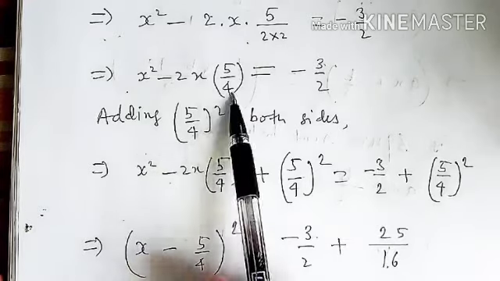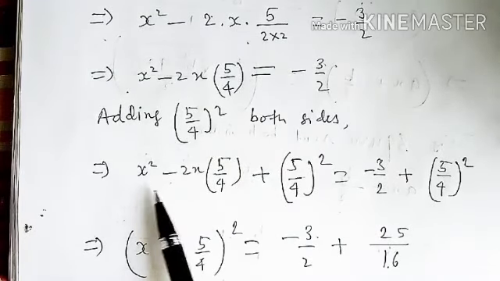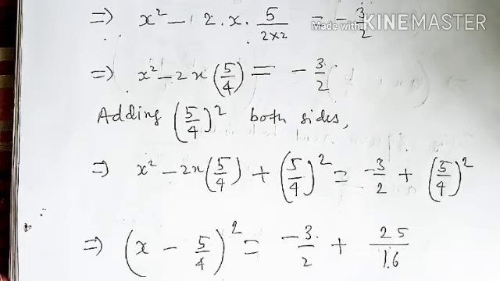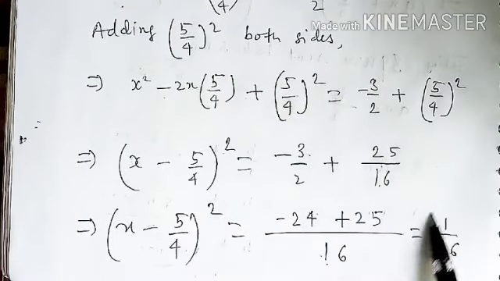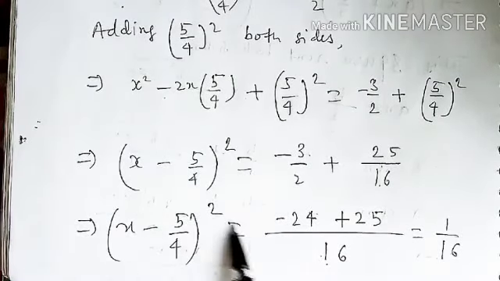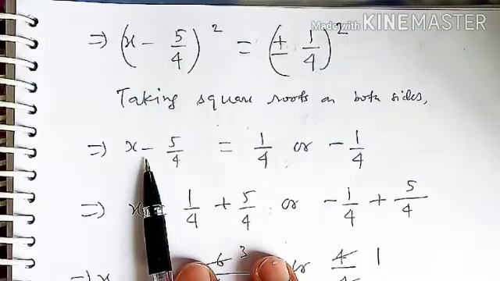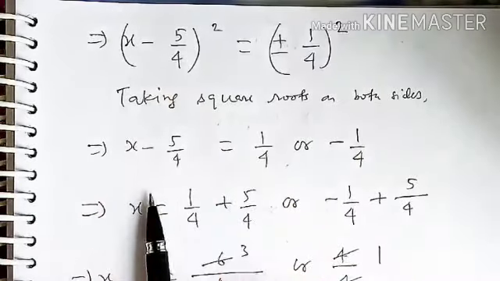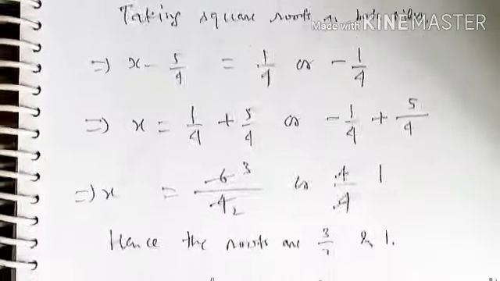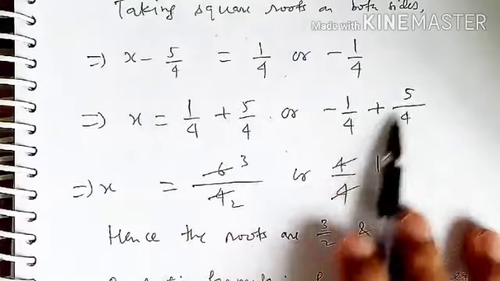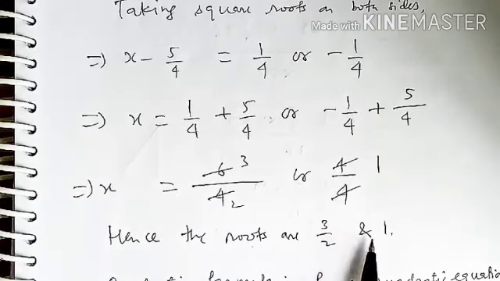Now, adding y square on both sides, we have x square minus 2xy plus y square. Now, this can be simplified to get 1/16, and this one is converted into this form. Now, we take the square root on both sides. 1/16 can be written as plus minus 1/4 whole square. So after taking the square root on both sides, x minus 5/4 is equal to 1/4 or minus 1/4. So x is equal to 1/4 plus 5/4 or minus 1/4 plus 5/4. After simplifying, we have roots 3/2 and 1.